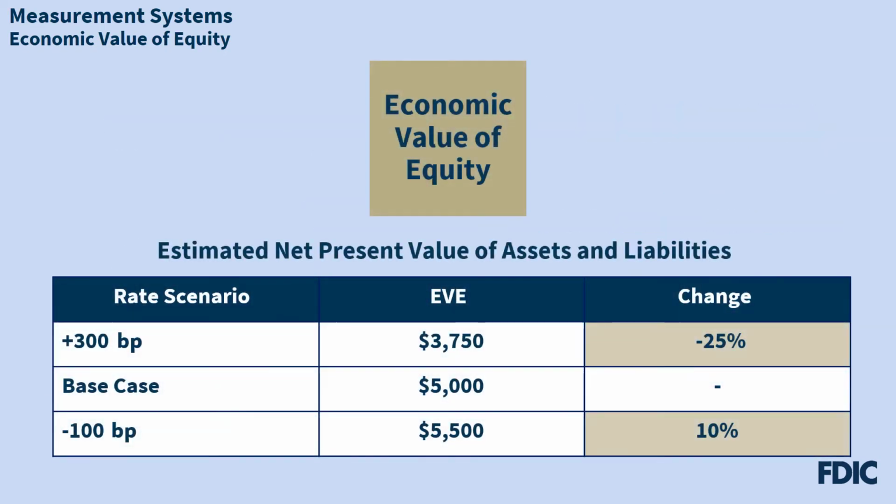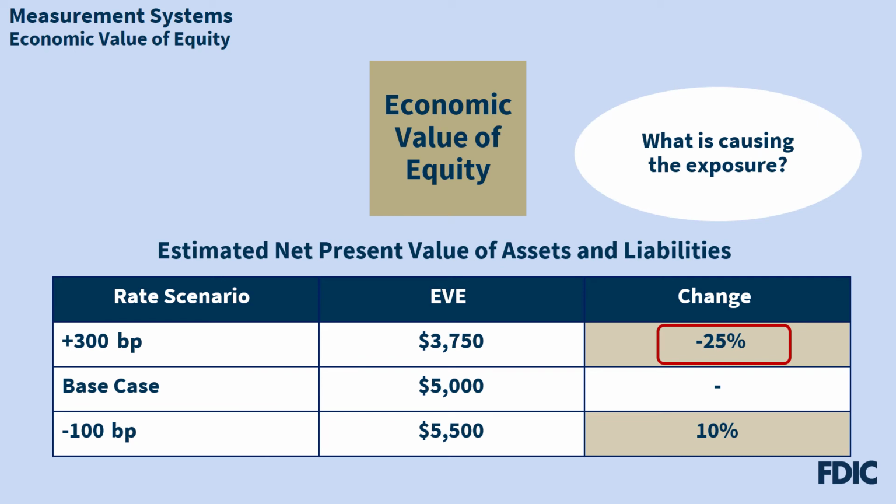The results of an EVE model are often presented as a table. In this example, the balance sheet is exposed to rising interest rates as the EVE declines by 25% from the base case in an immediate rate increase of 300 basis points. A decline of this magnitude may or may not be appropriate depending on the risk profile of the bank, but it is essential for management to be aware of what is causing the long-term exposure.